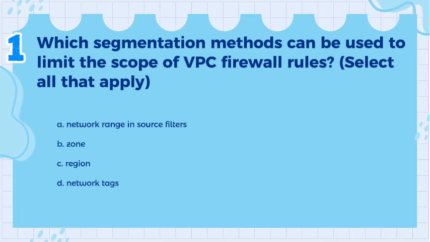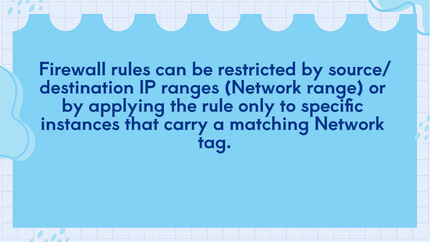The correct answers are A. Network range and source filters and D. Network tags. Firewall rules can be restricted by source or destination IP ranges, network range, or by applying the rule only to specific instances that carry a matching network tag.